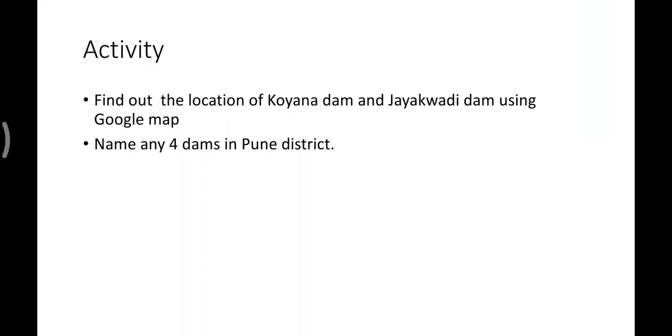Okay, you must have made a notebook of geography. In that notebook you will write the names of dams in Pune district, and you have to find the location of Koina Dam and Jayakwadi Dam on Google Map. You need not write it in any book. You just have to use internet and find the location. It is just for your information. You don't have to write anything about it in the notebook or on any paper. Just find the location on Google Map using the internet.